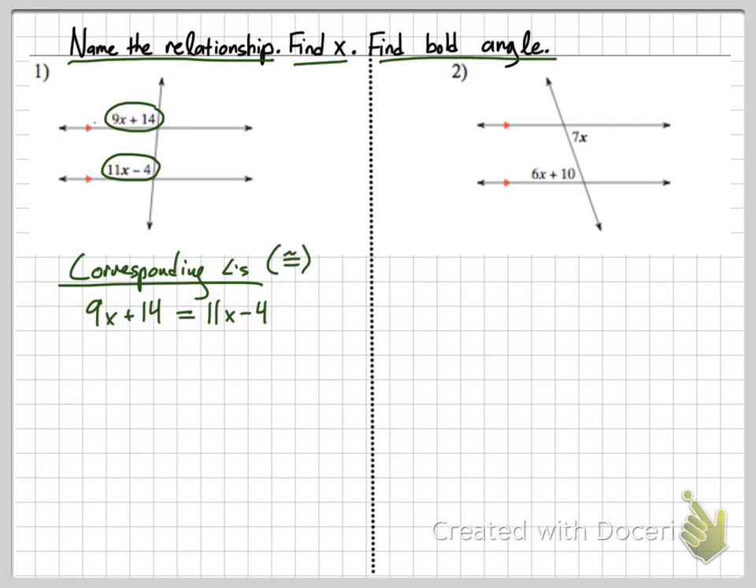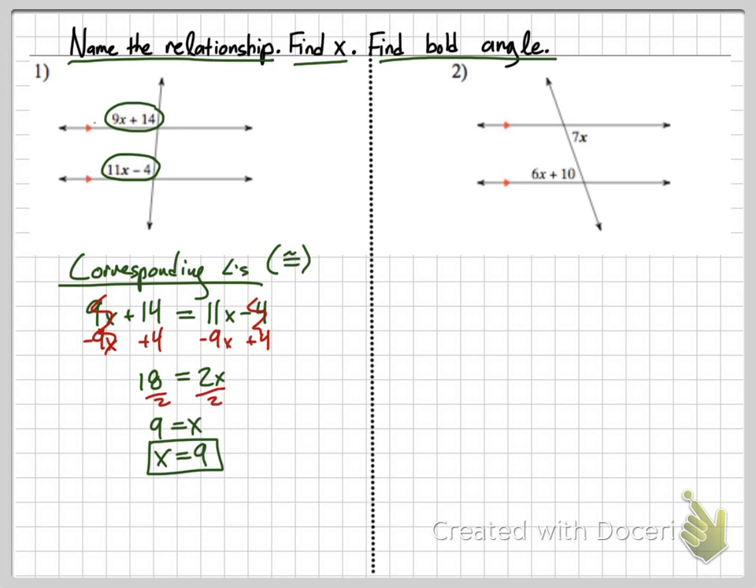And from there, we'll use our Math 1 techniques to solve, and we end up with 18 is equal to 2x. We'll divide both sides by 2. And we get 9 equals x, or we can turn that around. X equals 9. So that's the second part of our example here.